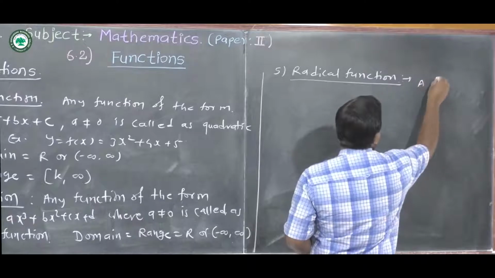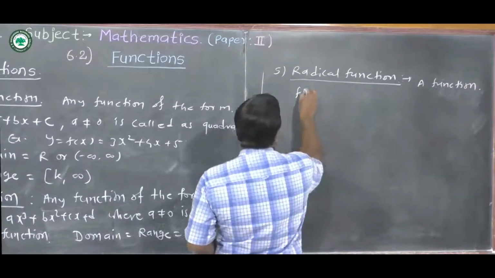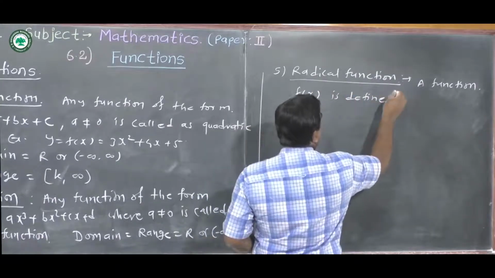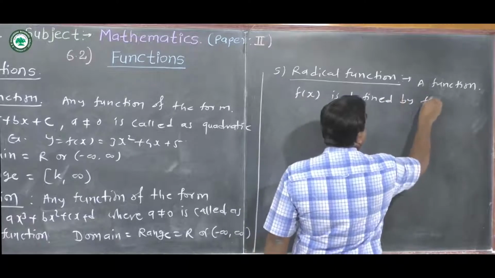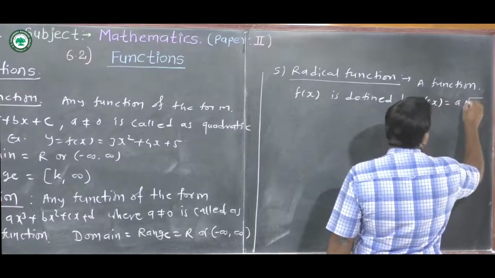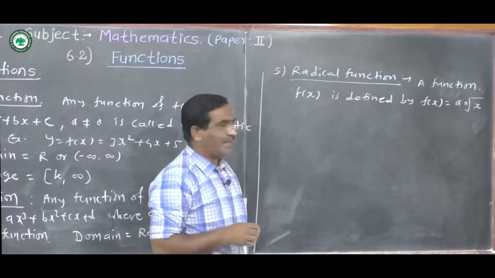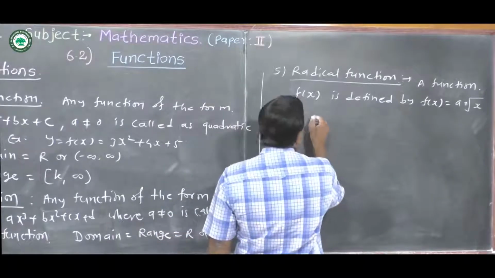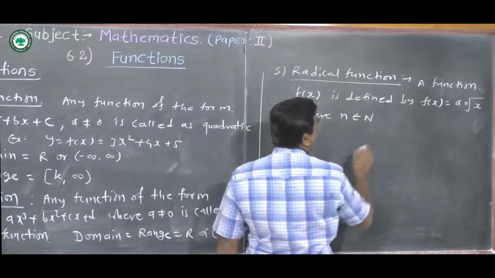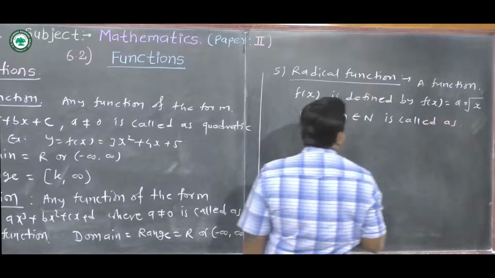A function f of x defined by f of x is equal to a into nth root of x, where n belongs to N, is called a radical function.